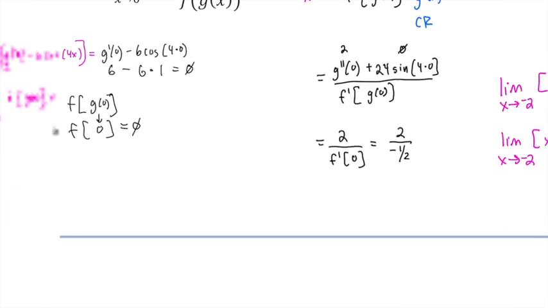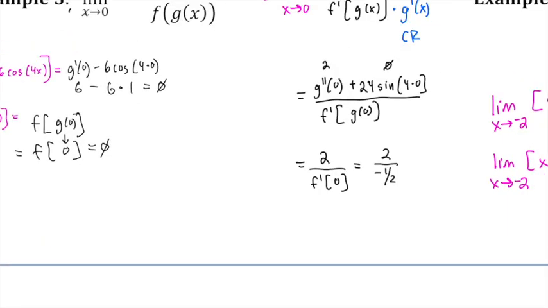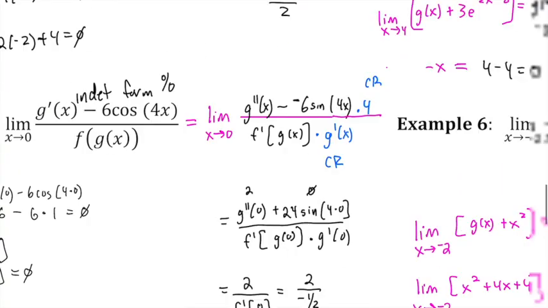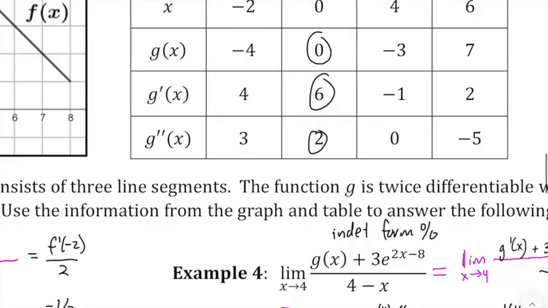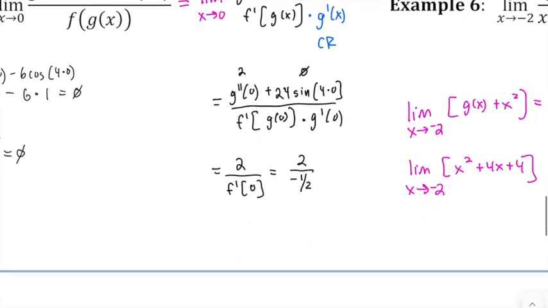And oops, I goofed up again. I forgot to plug in the chain rule, g prime of 0. So g prime of 0 is going to be 6. So there's going to be a 6 here and a 6 here. So this is going to be 2 over, and then on the bottom, 1/2 times 6 is 3.